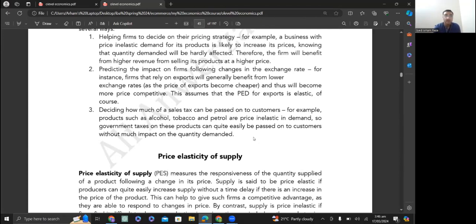Another thing is that the supplier can also see whether an increase in the sales tax can be passed on to the consumers or not. For goods which are highly inelastic, if the sales tax increases, the burden on consumers will increase. On the other hand, if the good is elastic, the increase in sales tax will pass more burden to the producer compared to the consumer. So this also helps sellers to identify whether the burden can be shifted towards the consumers or not when there is an increase in the sales tax.